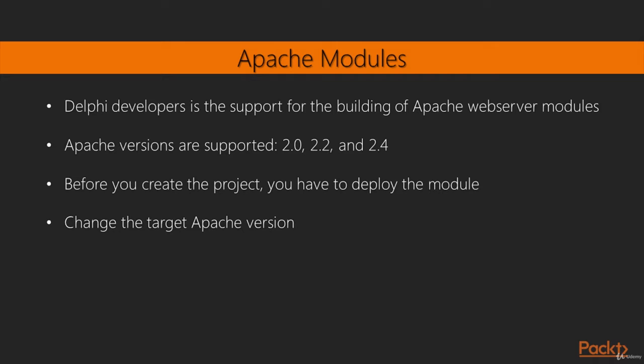An Apache module is compatible only with the specific version for which it has been compiled. So be sure about the Apache version you have to deploy your module on before you create the project. However, it's possible to change the target Apache version by just changing a unit name.